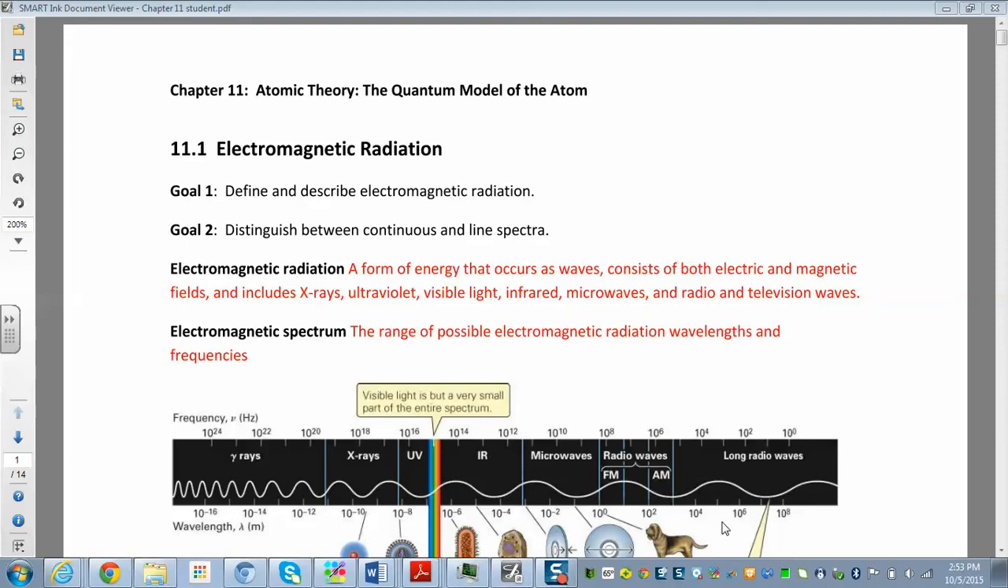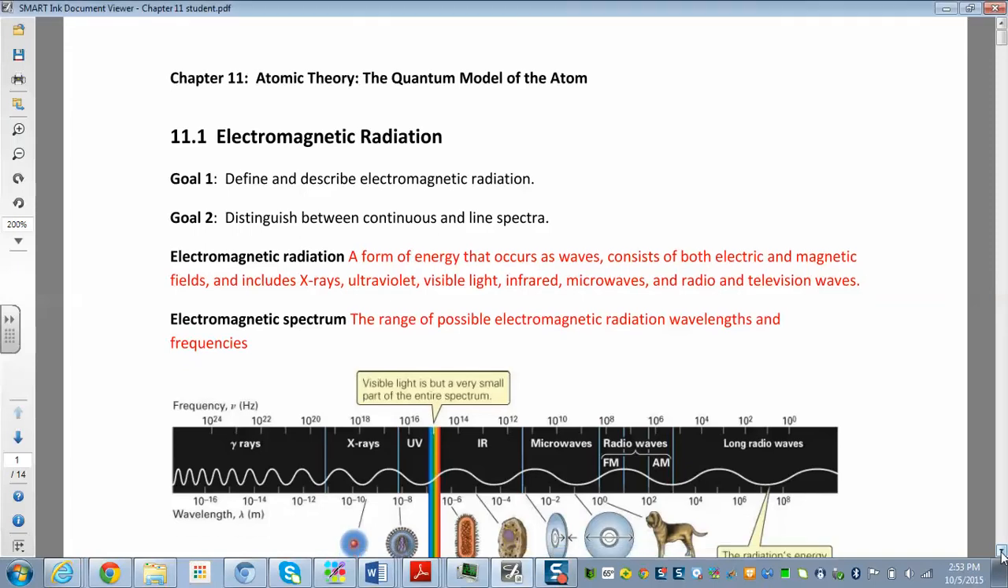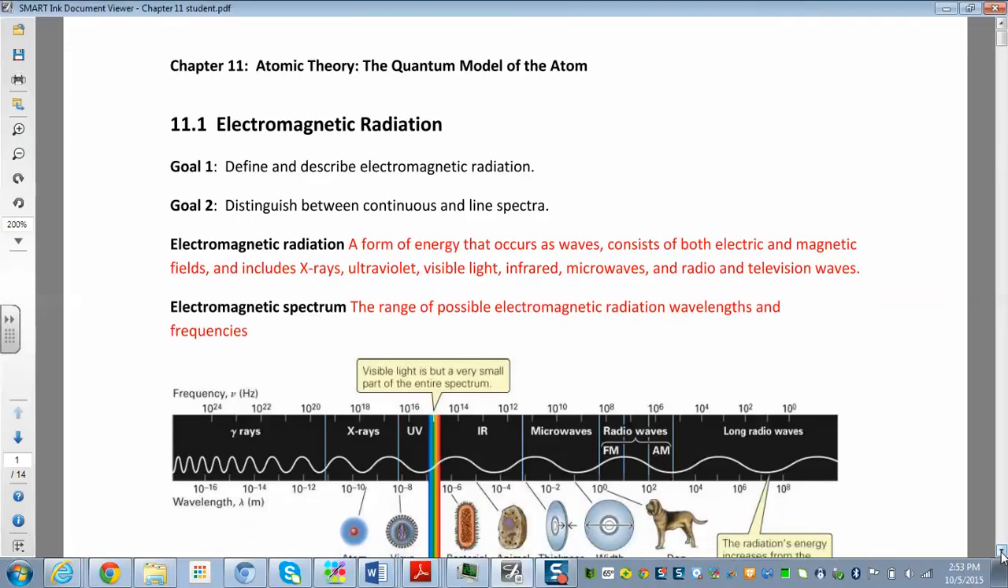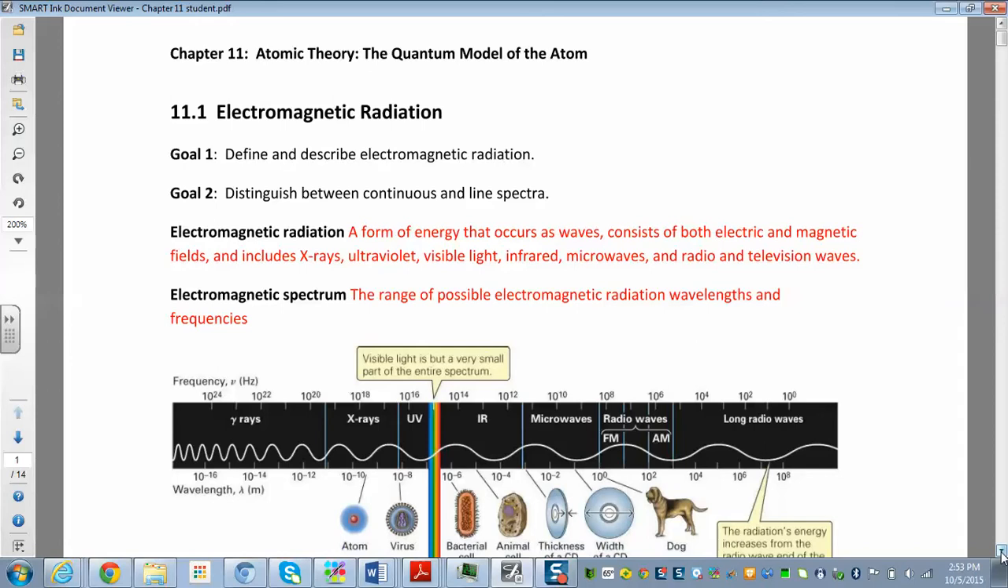In chapter 11, we're going to look at atomic theory and the quantum model of the atom. If you've taken physics, you may have seen a lot of this stuff before. If not, no big deal. The book goes more in depth than I really want us to go for this chapter. If you're reading the book and thinking that's way more than we need to know, we're just going to skim the surface of this topic.